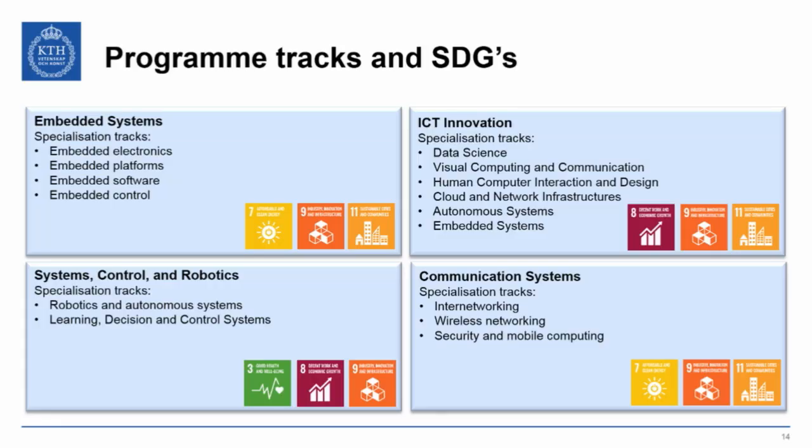The 4 programs over here, by the way, are the ones related to the electrical engineering field. On this slide, we have the 4 programs that are in the borderline between electrical engineering and computer science. It's embedded systems, ICT innovation, systems control and robotics, and communication systems. So perhaps you would like to say a few words about why you selected your particular program, Sri.